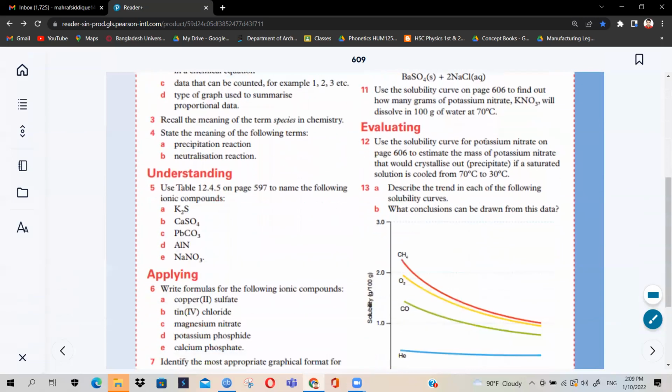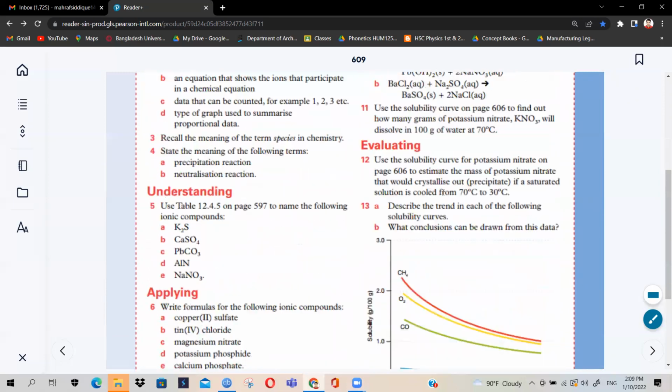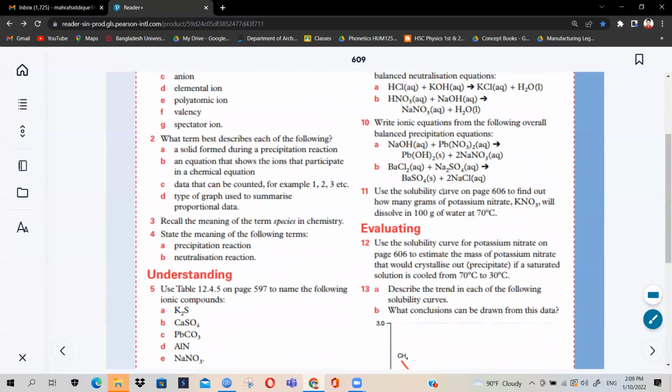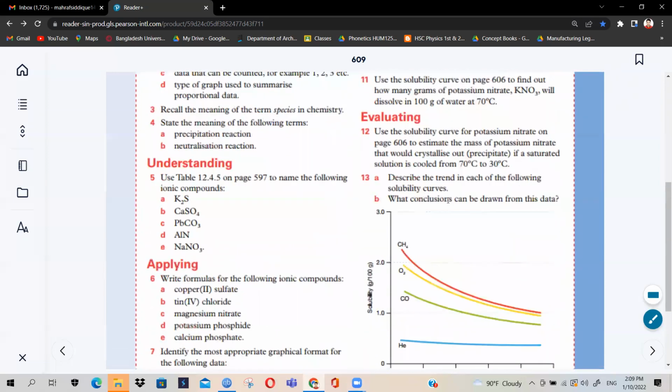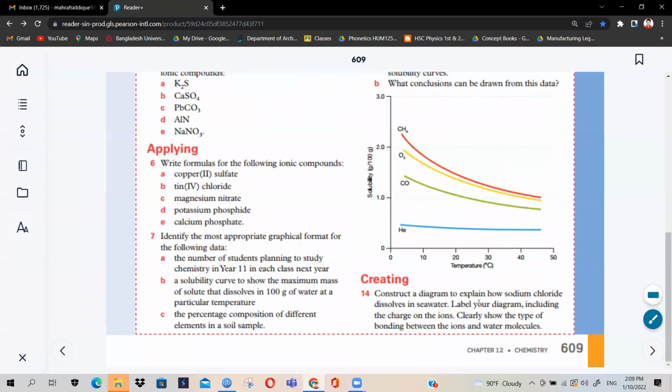A solubility curve. I cannot explain these to you because these involve various practical implications. Even if I explain these to you, it would get out of your head. So it's better that you get involved in the classes. Okay, all right.